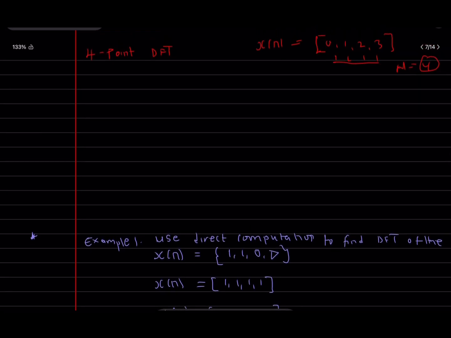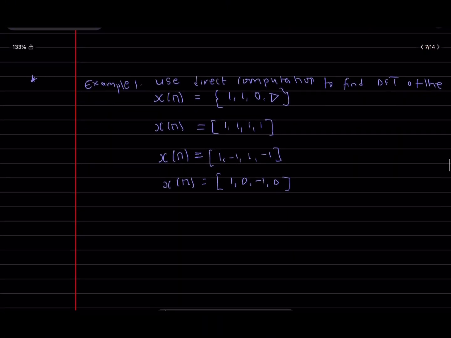But before that, since it's a forward DFT, the general formula is going to be X of k equal to summation of n equal to 0 to n minus 1, x of n exponent negative j 2 pi over n, and then nk, where k is equal to 0, 1, 2, up to n minus 1. So now let's go ahead and use this technique to solve this example over here.